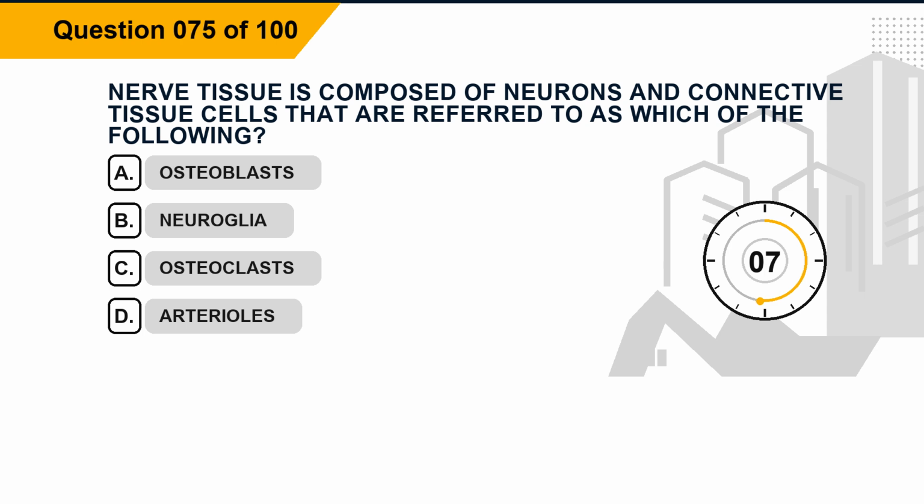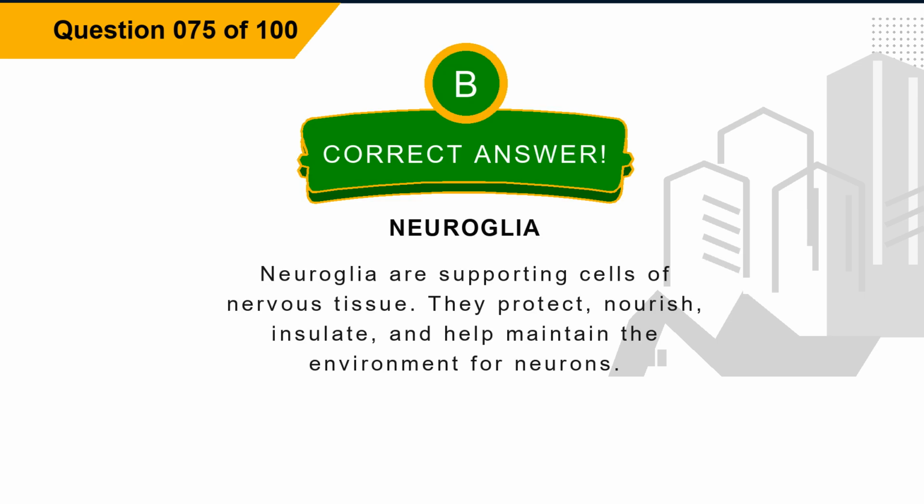Option A, osteoblasts. Option B, neuroglia. Option C, osteoclasts. Option D, arterioles. The correct answer is option B, neuroglia. Explanation: neuroglia are supporting cells of nervous tissue. They protect, nourish, insulate, and help maintain the environment for neurons.